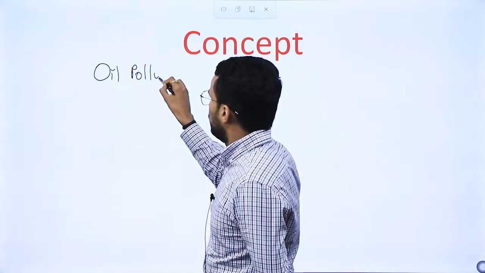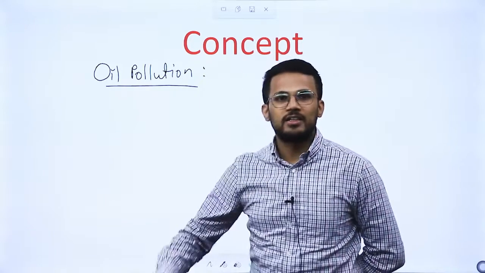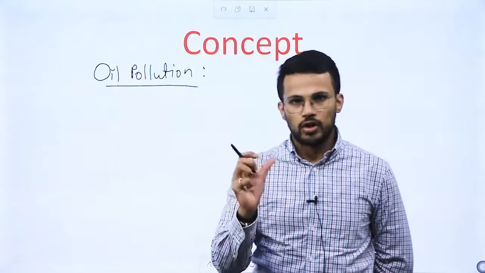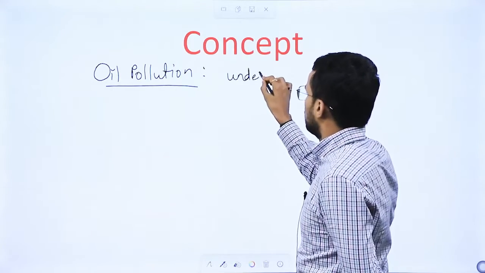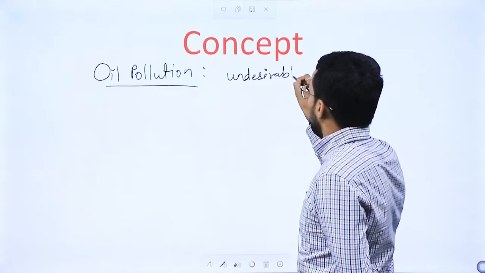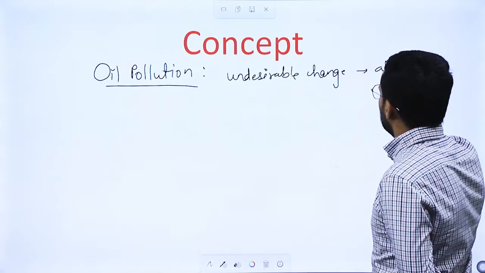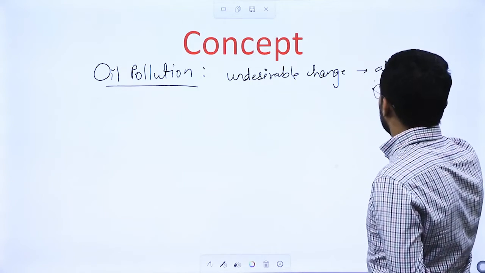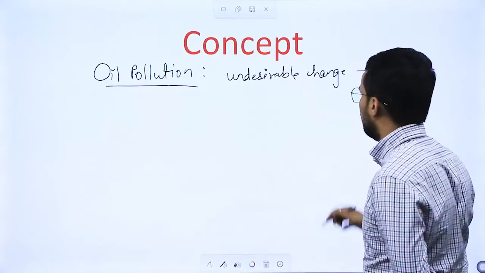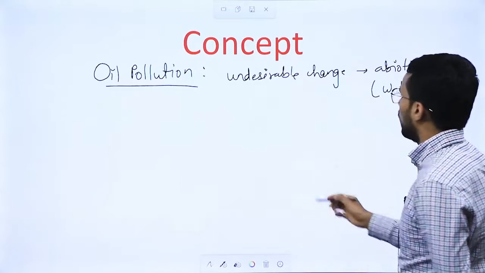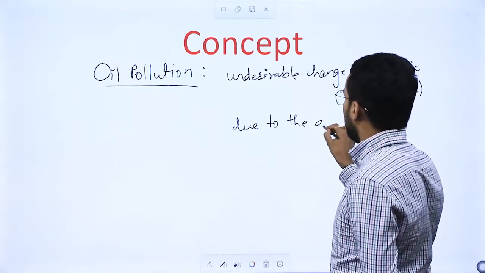So pollution is an undesirable change in the components of environment. So oil pollution, we can consider it as an undesirable change in various abiotic components, but especially water. Water bodies are more prone to oil pollution. So it is an undesirable change in abiotic components due to the addition of oil.